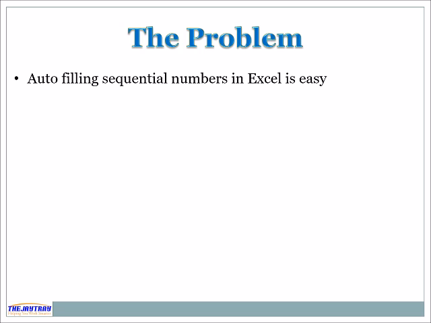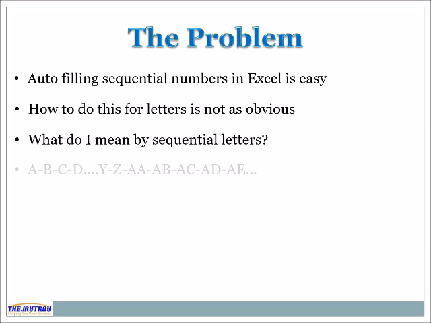He knew how to autofill sequential numbers in Excel, so typing in 1, dragging it down so he gets 2, 3, 4, 5. But he needs to do this for letters, and it's not as obvious in Excel. So by sequential letters, I mean A, B, C, D to Y, Z, and then AA, AB, AC, and so on. So when he came to me with this problem, straight offhand, I honestly didn't know the answer. But as soon as I opened Excel, I could see the solution.